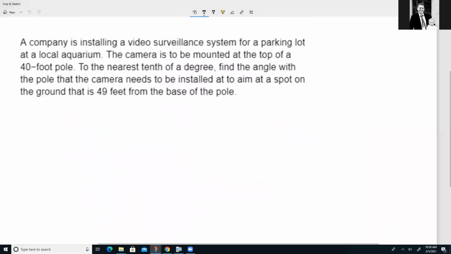All right, let's look at this problem. It says a company is installing a video surveillance system for a parking lot at a local aquarium. The camera is to be mounted at the top of a 40-foot pole. Okay, so let me draw that. Here's my 40-foot pole. Maybe it's got like a light on it.